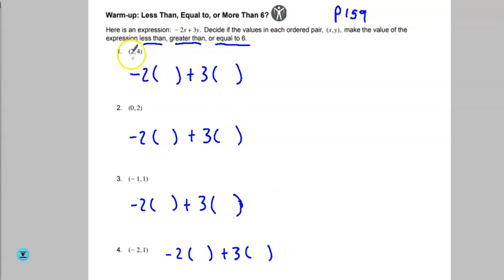So what is the x in the first one? Remember, it's xy, so x is 2, and y is 4. Then you're just going to evaluate that. Negative 2 times 2 is negative 4, plus 3 times 4 is 12. Negative 4 and 12 is 8. So is that less than, greater than, or equal to 6? So 8 is greater than.